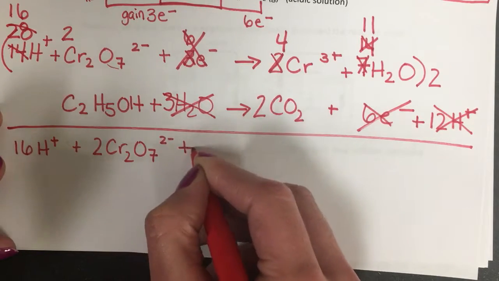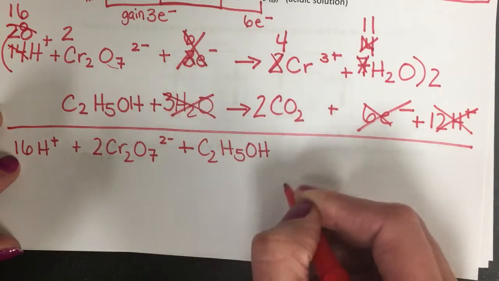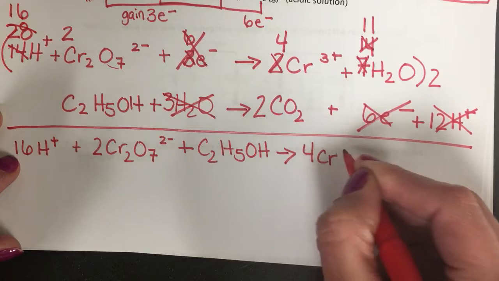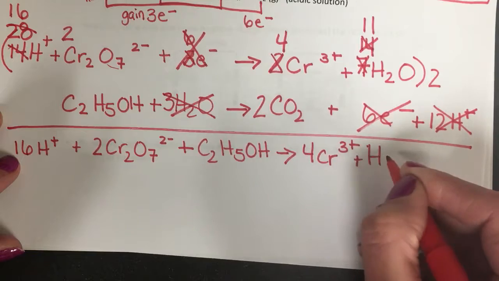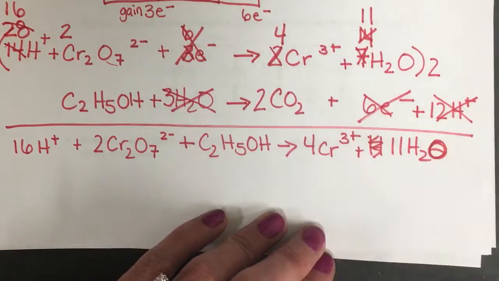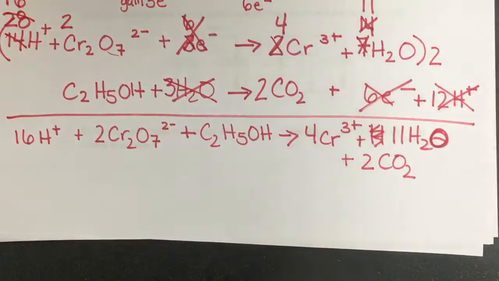So when I balance this, I'll have 16 H+, 2 Cr2O7 2-, C2H5OH. It's going to form 4 Cr3+. It's going to form 11 waters and 2 CO2. Okay? So I'm going to follow these steps anytime I have an acidic half reaction. Basic reactions will be different. This is what I'm going to do for acidic.